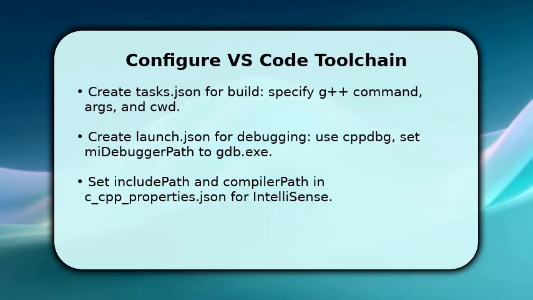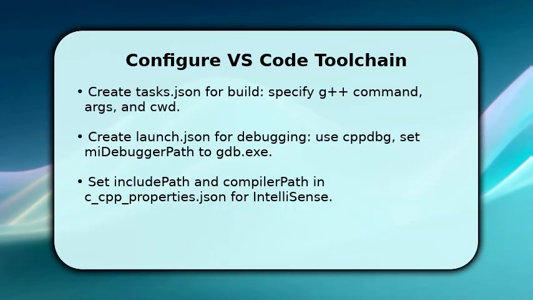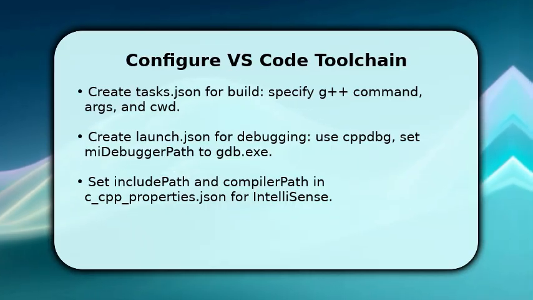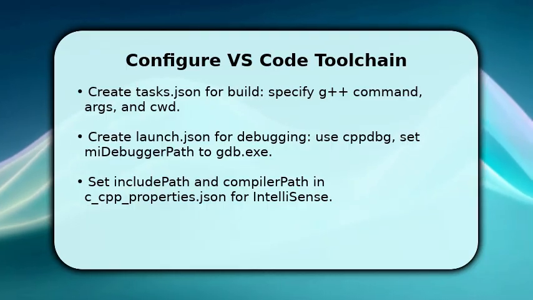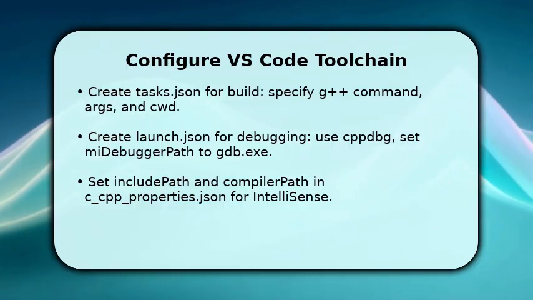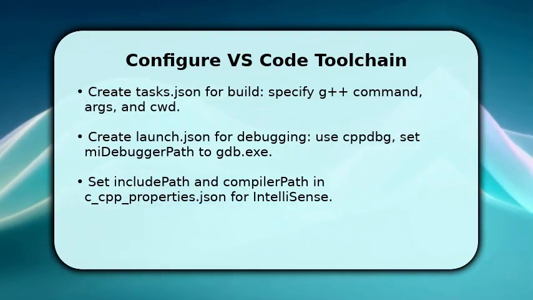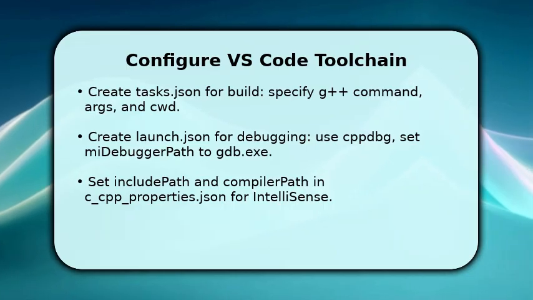Create a tasks.json to call G++ with your source files and output executable so builds are a single command. Then set up launch.json using the cppdbg adapter and point miDebuggerPath to the MinGW gdb.exe to enable breakpoints and stepping.